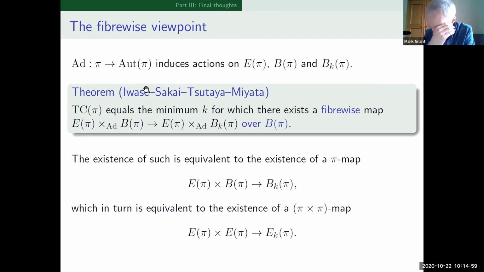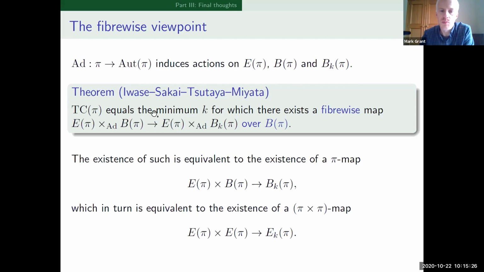So how I interpret what they did is that you have the adjoint action of pi on pi, and this induces an action on the infinite join of copies of pi, but also that descends to an action on the orbit spaces B pi and BK pi, because it's compatible with the action of pi on itself in such a way that this works.